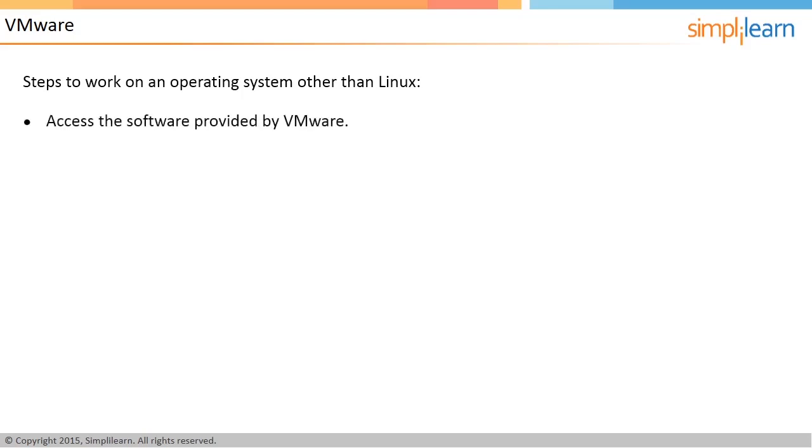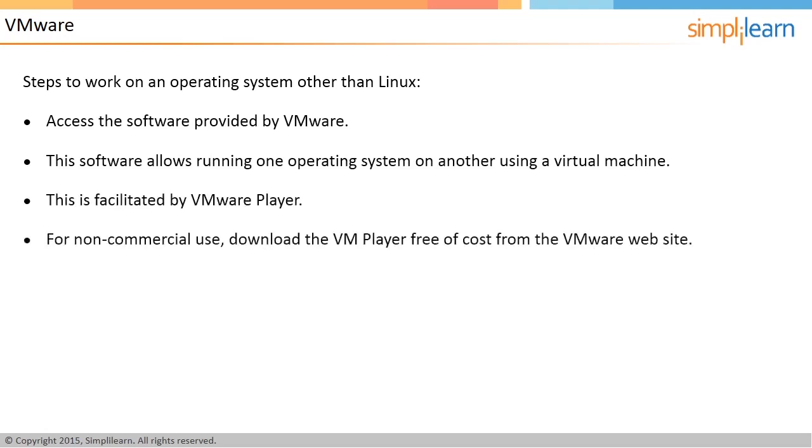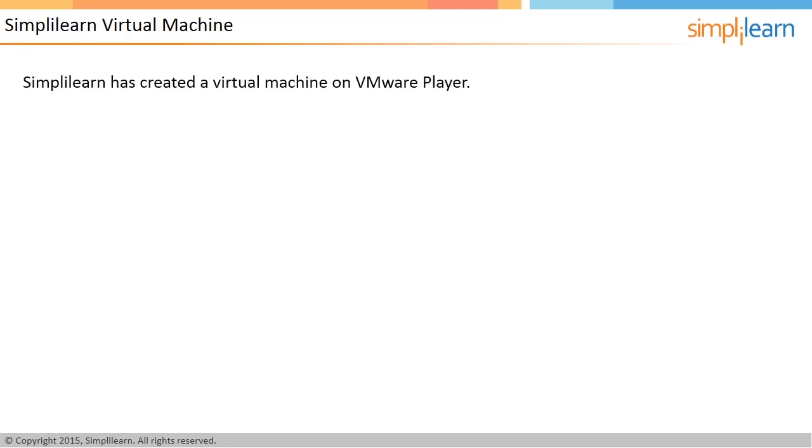Simplilearn has created a virtual machine on VMware Player. This machine, known as Hadoop Pseudo Server, comes with a pre-installed Ubuntu 12.04 LTS operating system and Hadoop setup. It can be opened with the VMware Player and can be used for installing Kafka. Hadoop Pseudo Server can be downloaded from the given link.